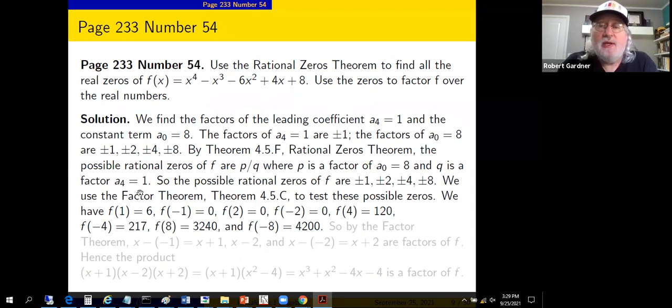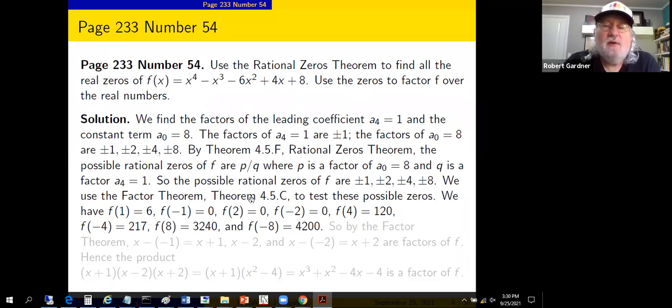So all we have to do then is take the factors of the constant term, factors of a sub 0, plus or minus 1, 2, 4, and 8, and divide them by plus or minus 1. So that simply reproduces plus or minus 1, plus or minus 2, plus or minus 4, plus or minus 8. So we didn't get any fractions this time. What made that work really was the leading coefficient is 1. So in that case, we'll actually be getting integers out in the rational zeros theorem.